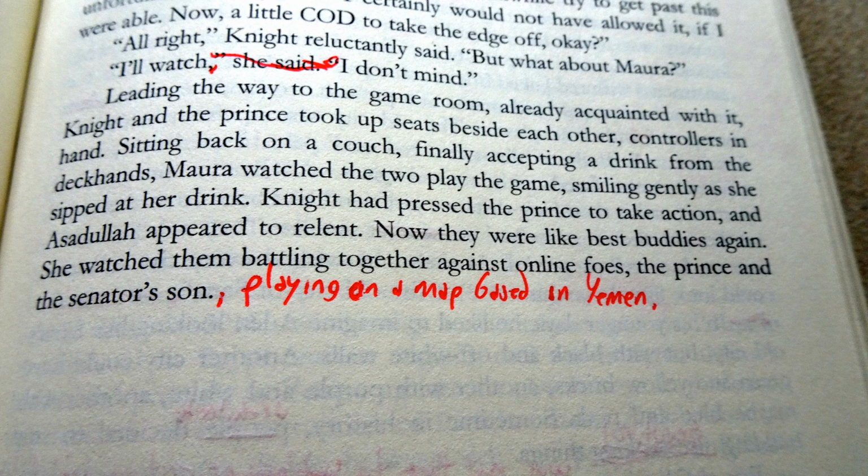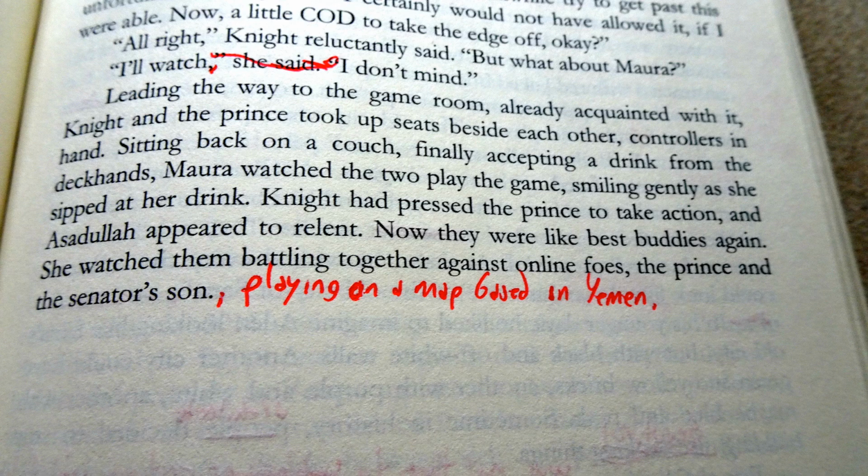I really like this part here, the end of the chapter. Basically, Trevor and the Saudi prince Asajala are playing Call of Duty. I thought, well, what Call of Duty would they actually be playing at this time, and which online multiplayer map? So I found out which Call of Duty was the most recent release at the time this book is set, so which one they would probably be playing.